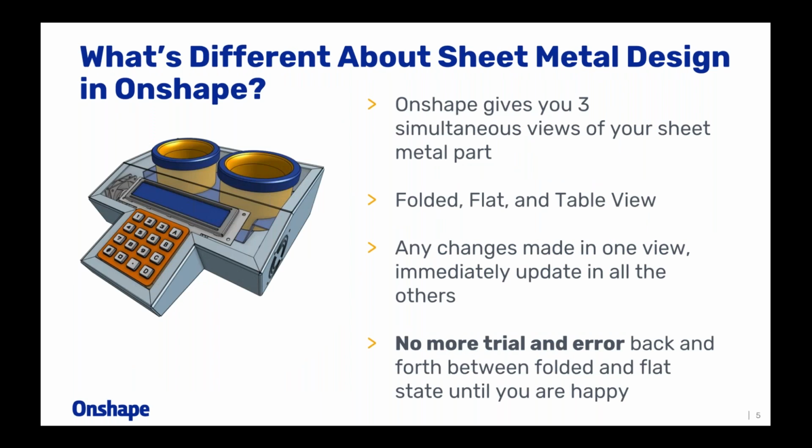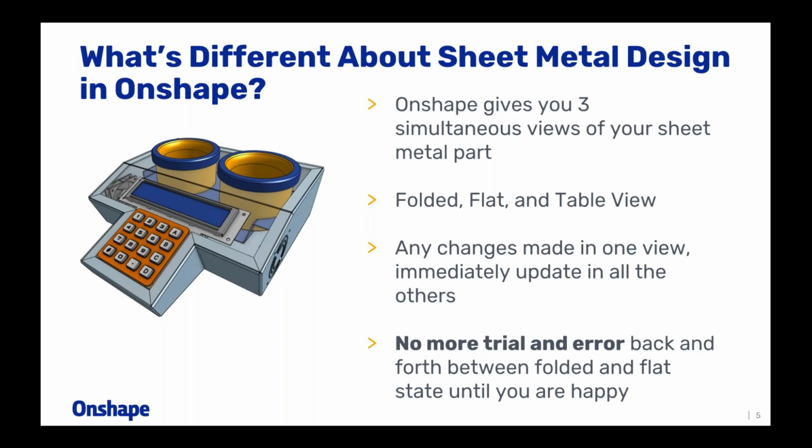And the biggest thing that I would stress, if you had to take one thing away from this webinar, it would be that in Onshape, when you design sheet metal parts, you get 3 simultaneous views of your sheet metal parts at all times. Even as you're creating features, even as you're experimenting with the design, you can look at the flat pattern, the folded model, and a table with all the bend information, detailed rip information, and so on, and all of it updates simultaneously.